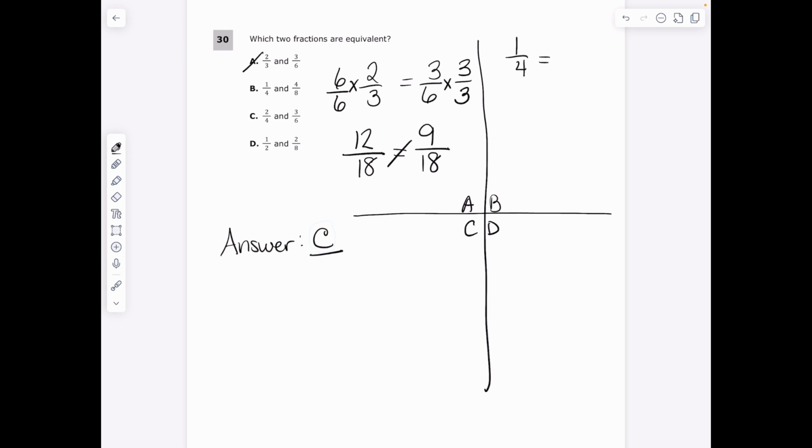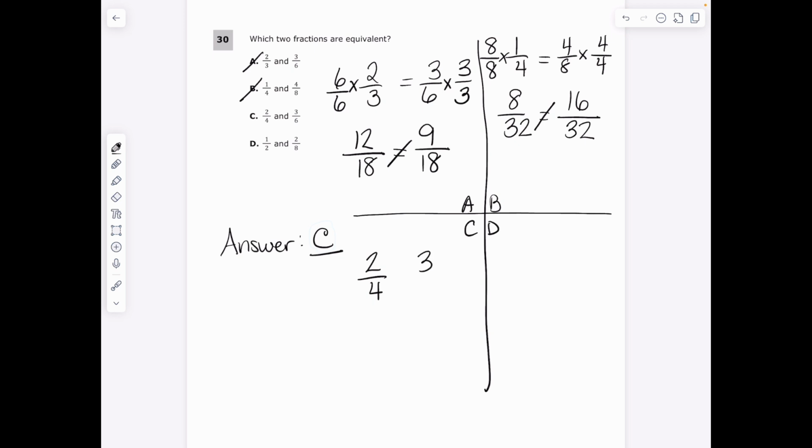I'll do the same thing for B. 1/4 and 4/8. Remember, I'm going to multiply by the opposite denominator and turn it into a fraction of 1. So on the right, I'm multiplying by 4 over 4, and on the left, I'm multiplying by 8 over 8. So multiply the tops first, my numerators, and then my denominators. 8 times 1 is 8. 8 times 4 is 32. 4 times 4 is 16. 8 times 4 is 32. Now they're the same size. I can compare the numerators, and this is not true. 8 is smaller than 16. So let's look at C.